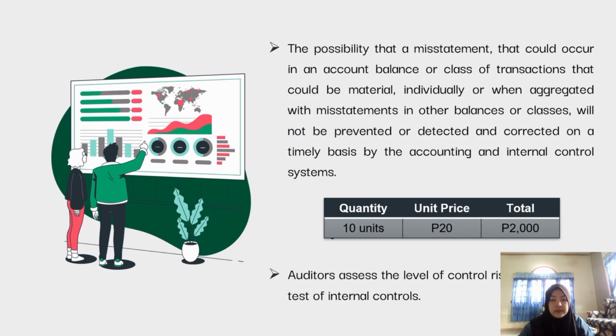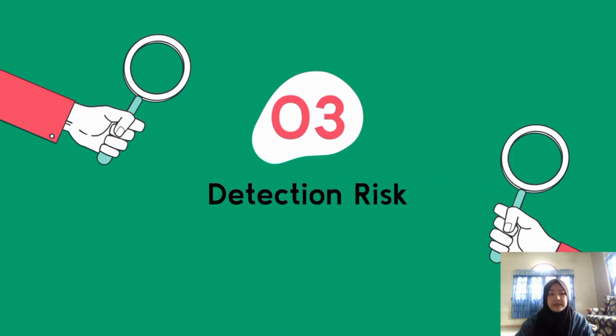Auditors assess the level of control risk by performing tests of internal controls. So in the example, the auditor could create test transactions including some with incorrect total values, which are processed by the application in a test run. The result of the test will indicate that price extension errors are not detected and are being incorrectly posted to the accounts receivable file. And the third component of the audit risk model is the detection risk.